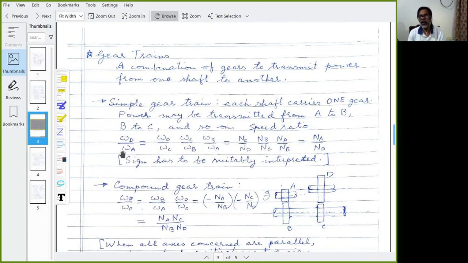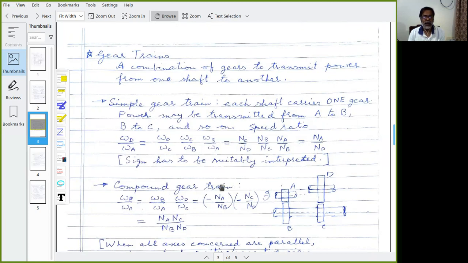But directly you could not connect because of certain other reasons. On the way you wanted to take a load out from somewhere, or the distances of the axles were not appropriate for this purpose, and so on. So in this case, finding the speed ratio is very simple.